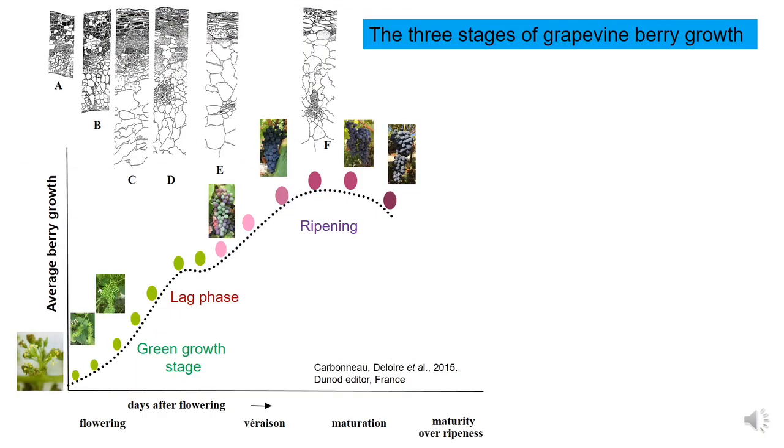This very classical figure is showing the 3 stages of the growth of a population of berries. So just after flowering, you have what we call the green growth stage, then the lag phase, and then the ripening stage.